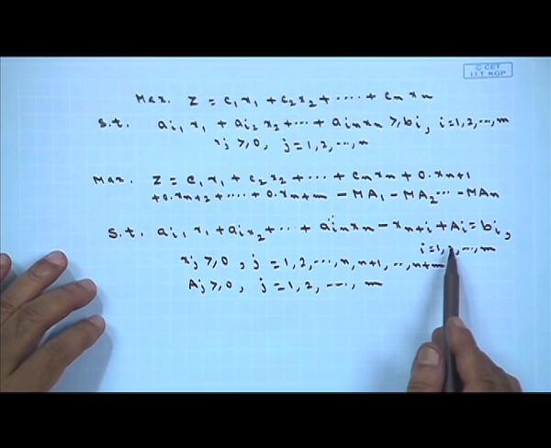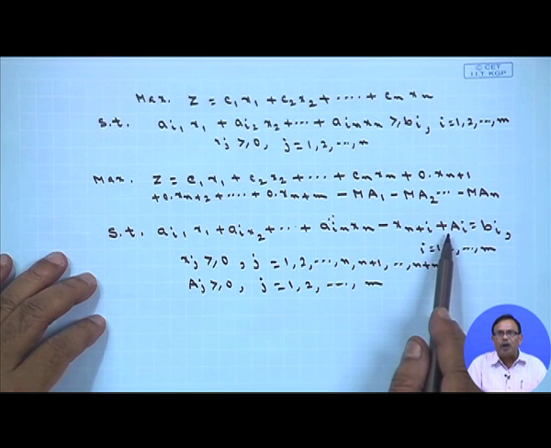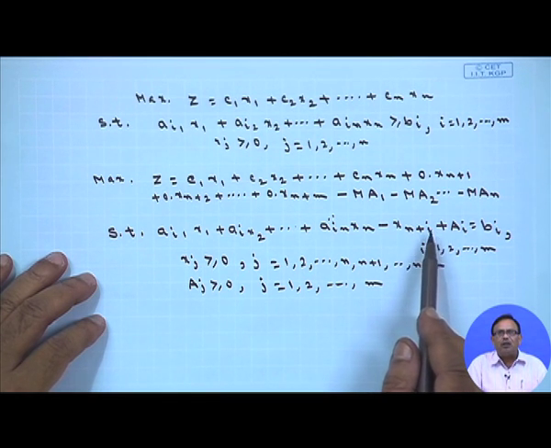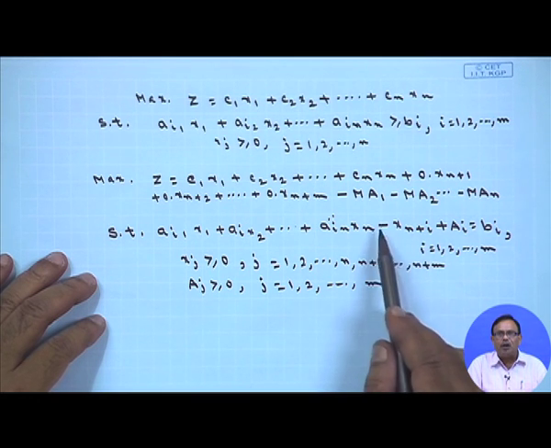Basically, why do we introduce the concept of the artificial variable? If I write down these equations, you will find that you will not get any unit matrix, because this value is negative.